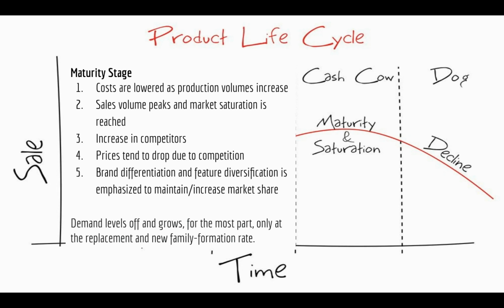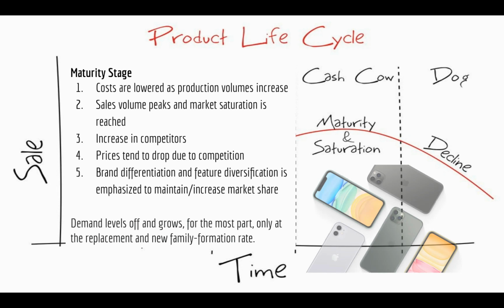What happens in maturity and saturation is that the product itself isn't really changing, but what the businesses have to do is emphasize diversification or differentiation to increase their market share. The demand kind of levels off, but only at the replacement and new family formation rate. We'll talk a little bit about what that means.